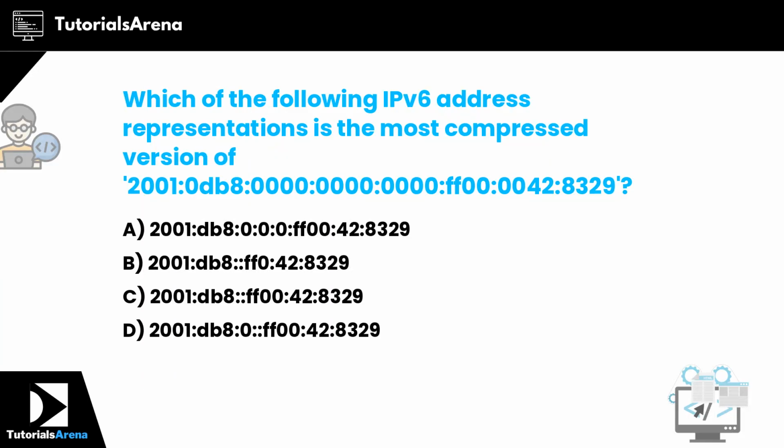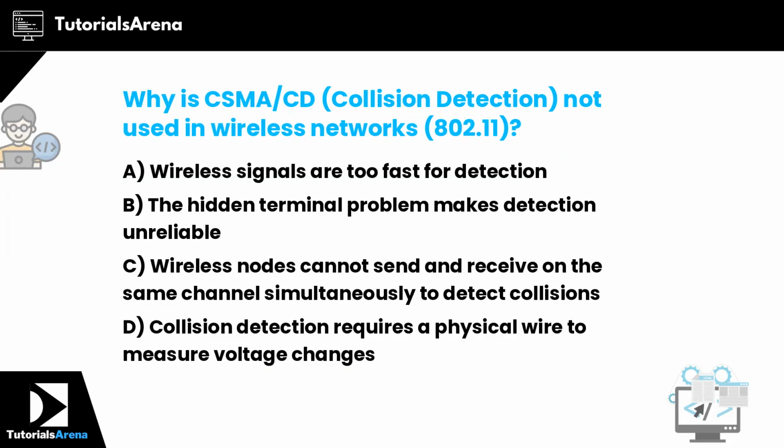Which of the following IPv6 address representations is the most compressed version of 2001:0DB8:0000:0000:0000FF00:0042:8329? The correct answer is option C, 2001:DB8::FF00:42:8329. Why is CSMA/CD collision detection not used in wireless networks 802.11?